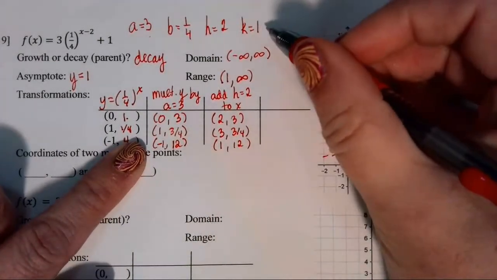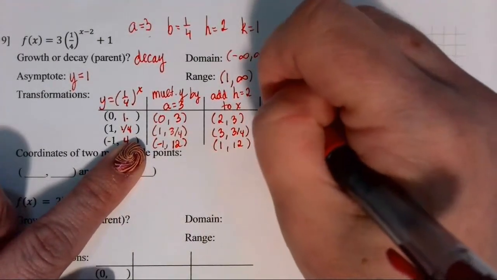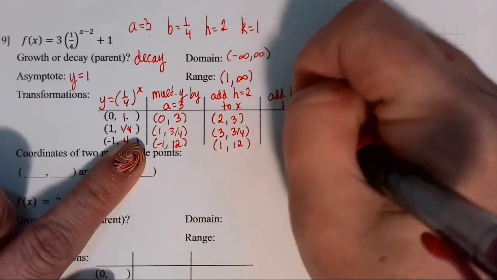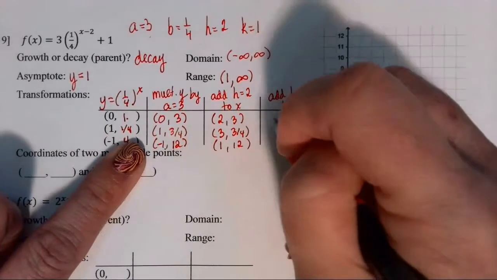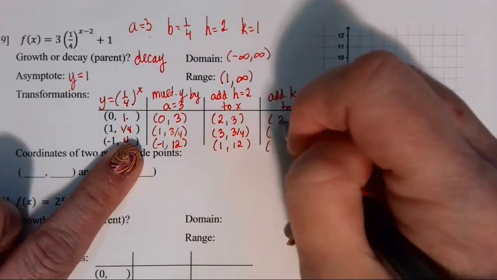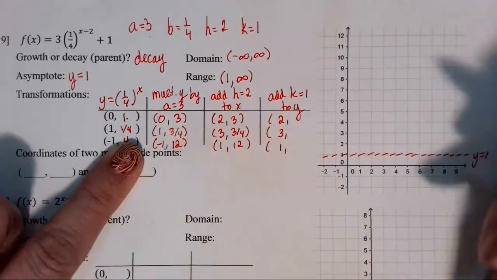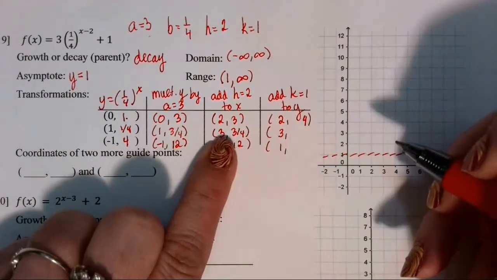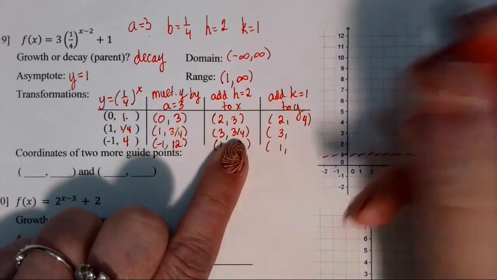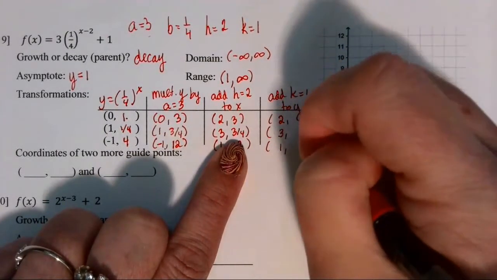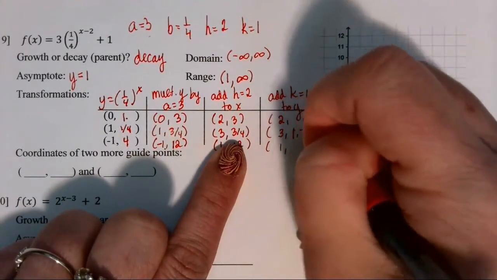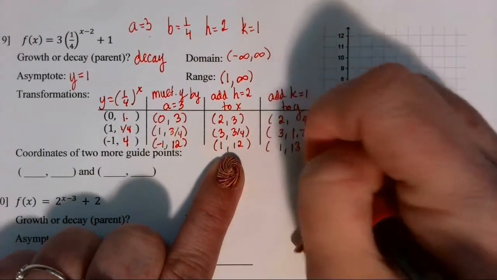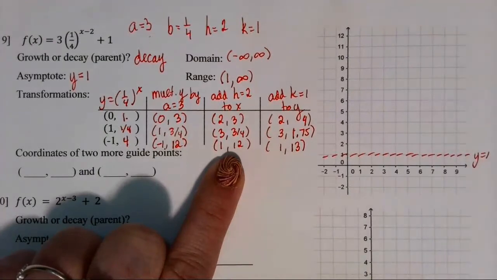Then our vertical translation comes from the k. So we're going to add k equals 1 to all of our y coordinates. So the x's all stay the same. And then 3 plus 1 is 4. 3/4 plus 1 is 1 3/4, or 1.75. And then 12 plus 1 is 13.